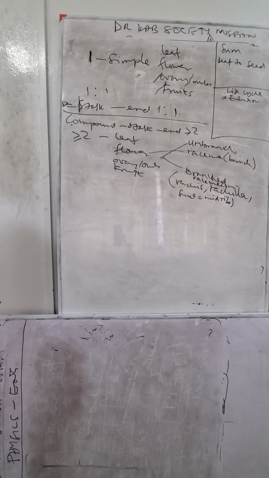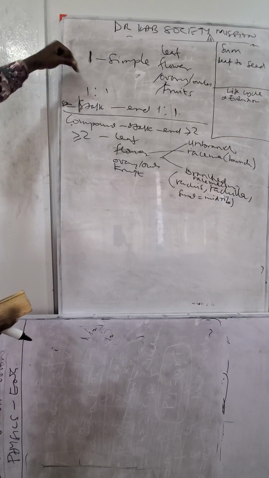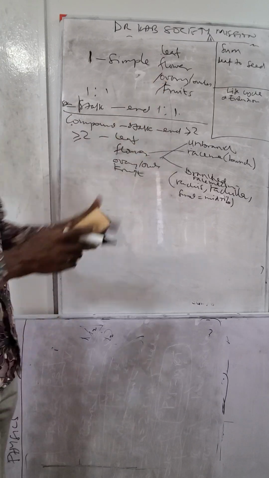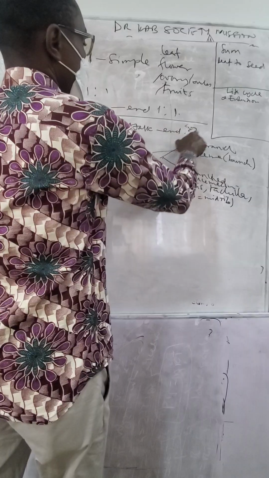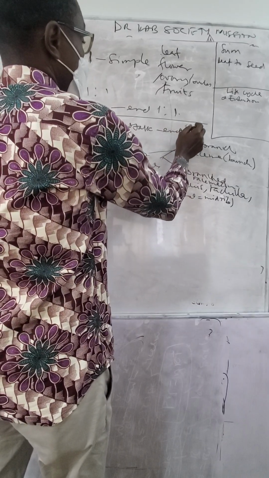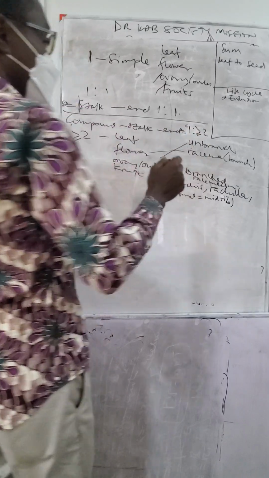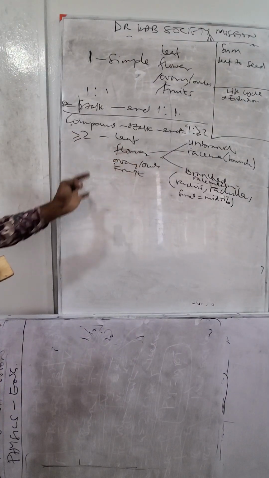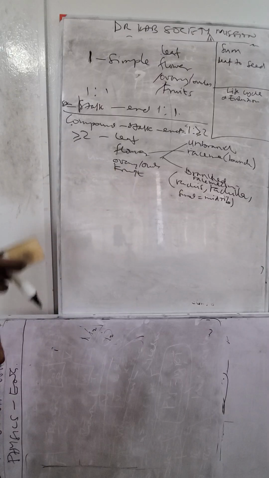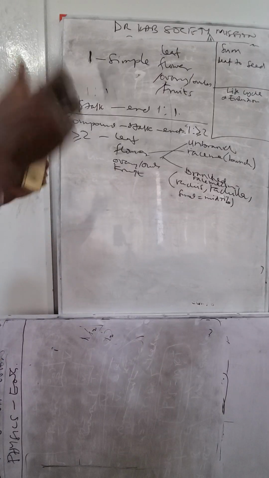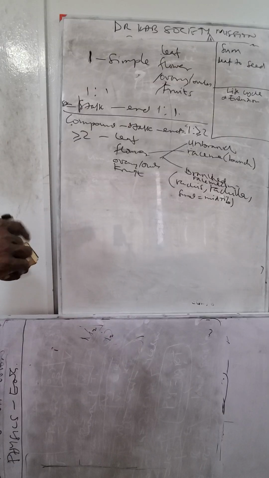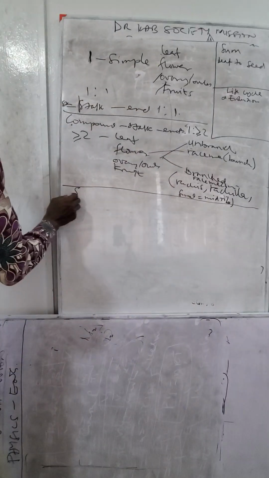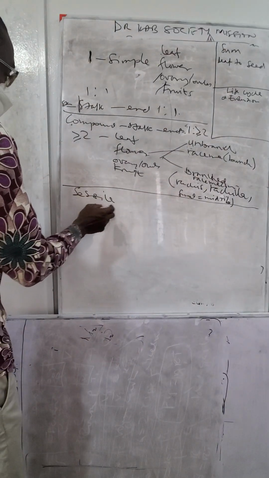So simple means from the stalk to the end is 1:1. Compound means from the stalk to the end is at least 1 to greater than or equal to 2. This will help you with respect to the leaves, the flowers, the ovaries, the fruits. This is just to make the classification not sound so difficult. It's a simple way to remember. Now the third one that we always talk about is the sessile, which means without stalk.